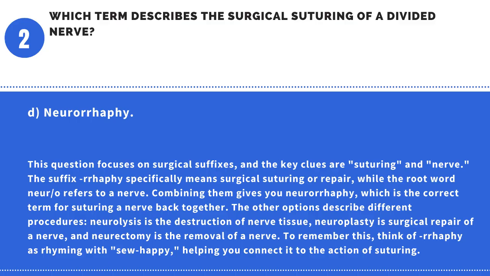Answer: D. Neurorrhaphy. This question focuses on surgical suffixes, and the key clues are suturing and nerve. The suffix rhaphy specifically means surgical suturing or repair, while the root word neur/o refers to a nerve. Combining them gives you neurorrhaphy, which is the correct term for suturing a nerve back together.